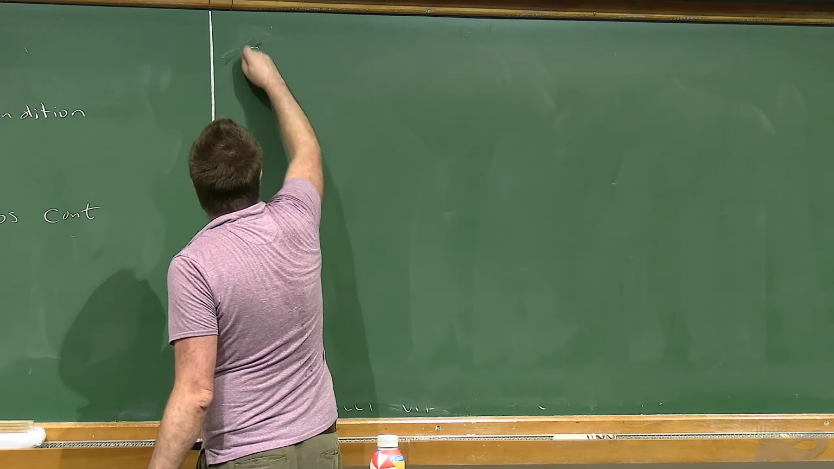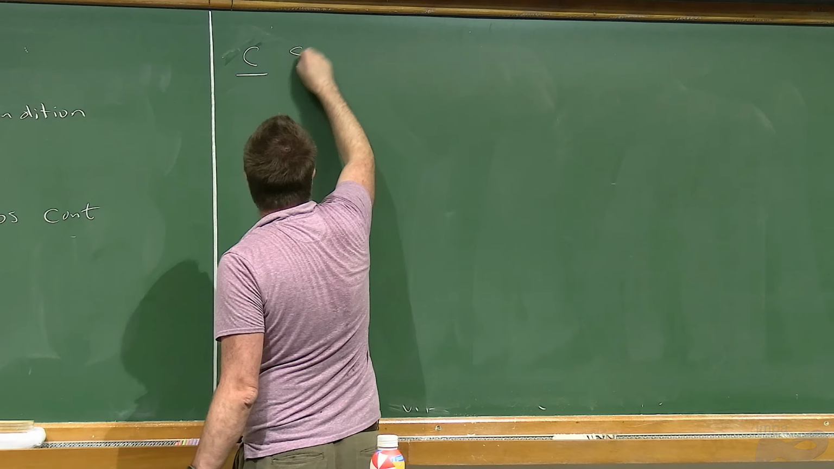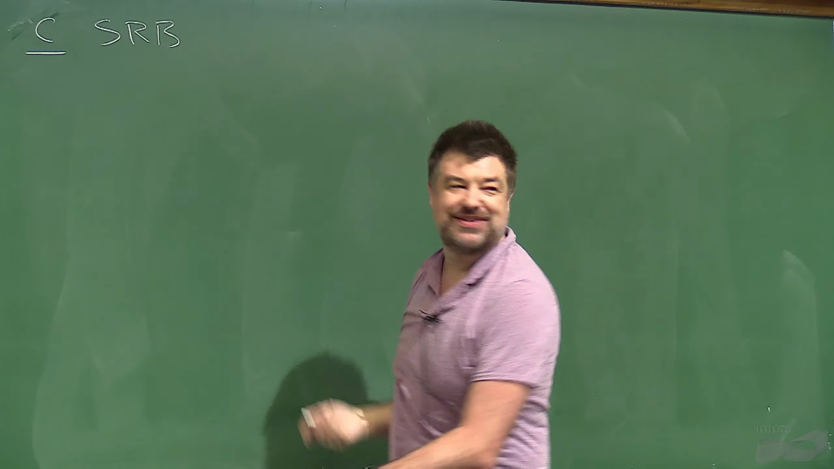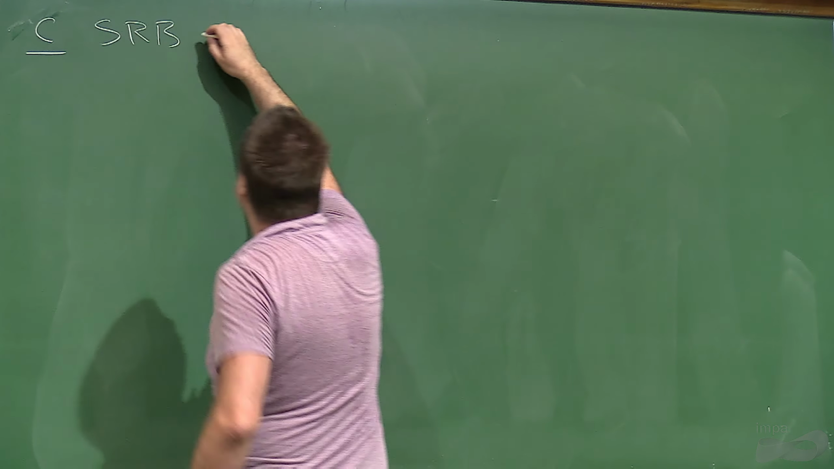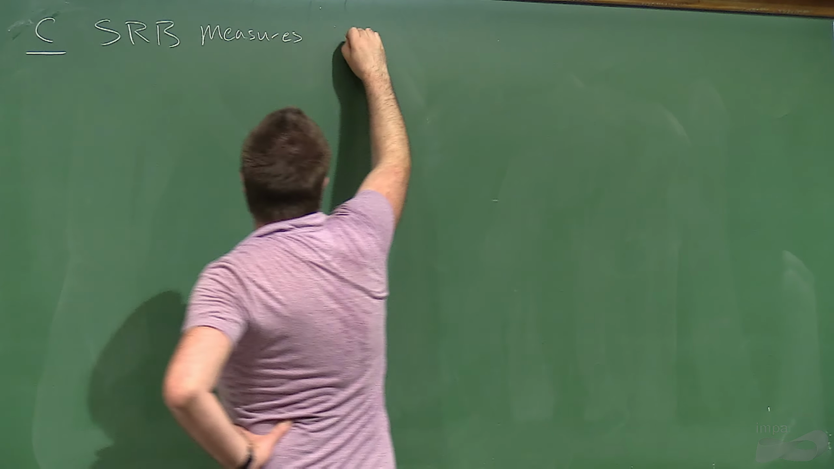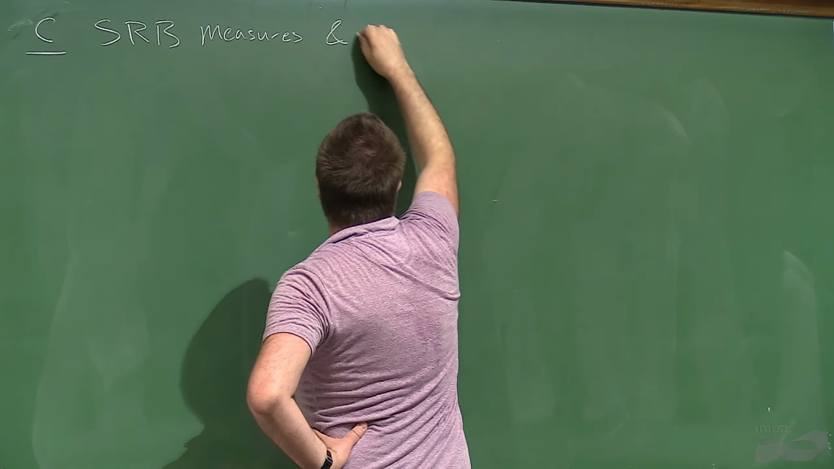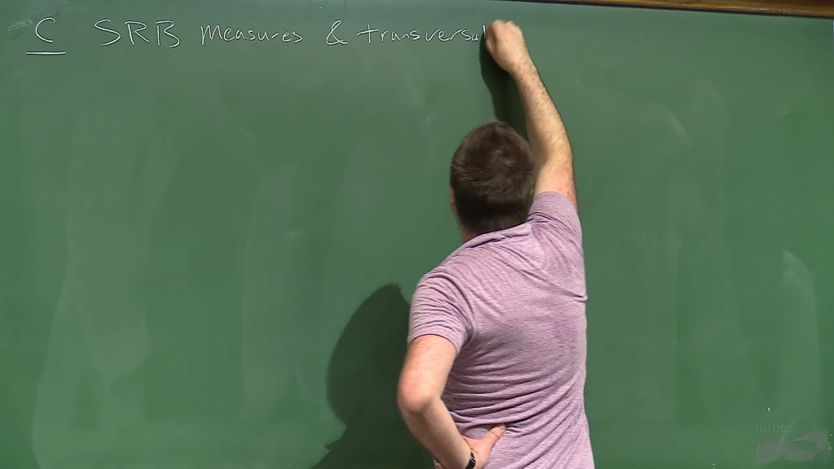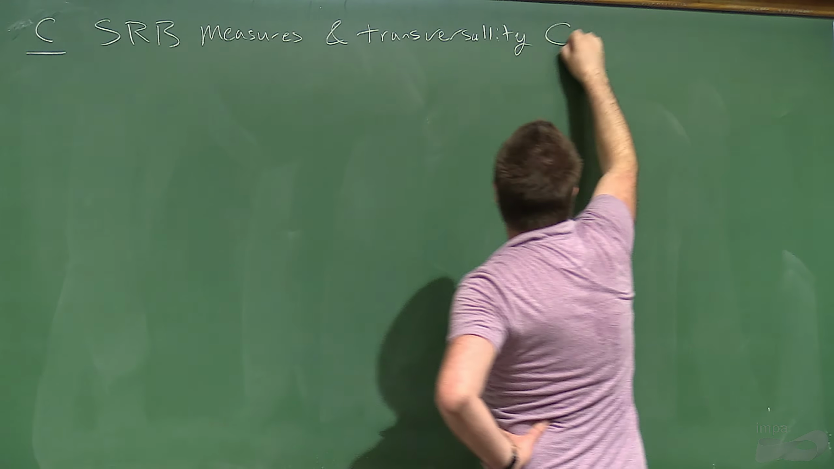Okay, so now let me tell you something about the SRB property. And I should say this is Sinai, Ruelle, Bowen. I don't know why it's in that order. So this is the SRB measures and the transversality cartoon.